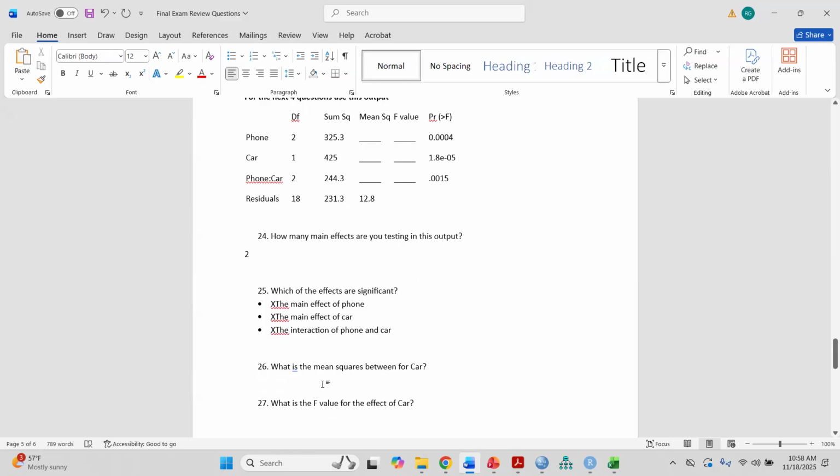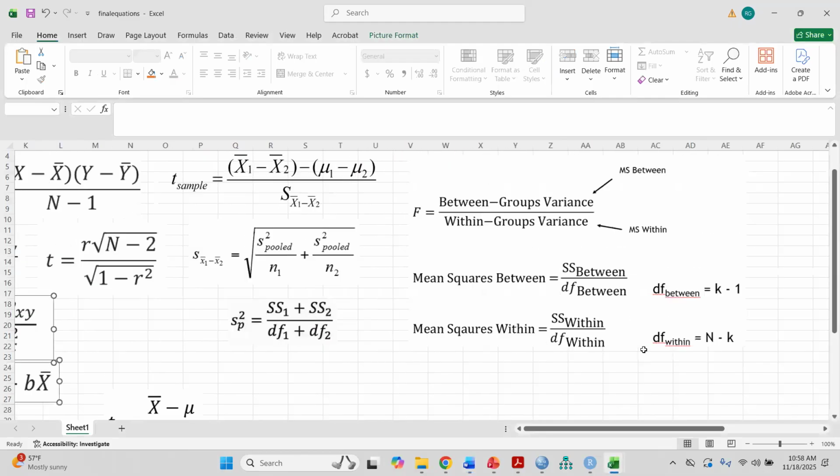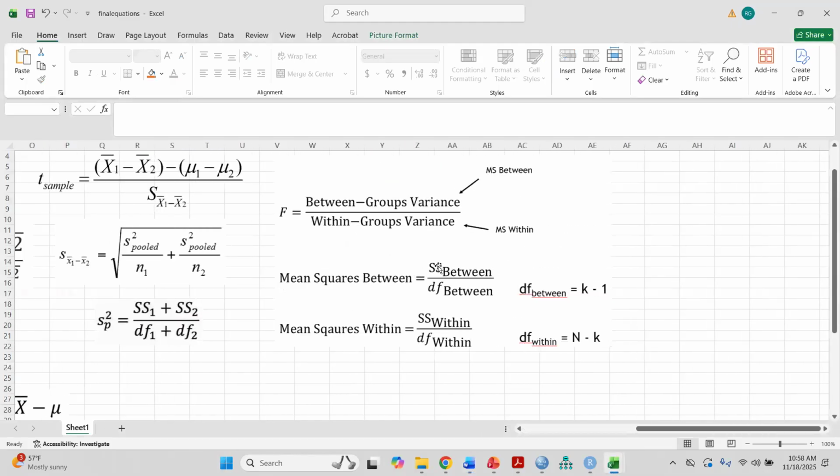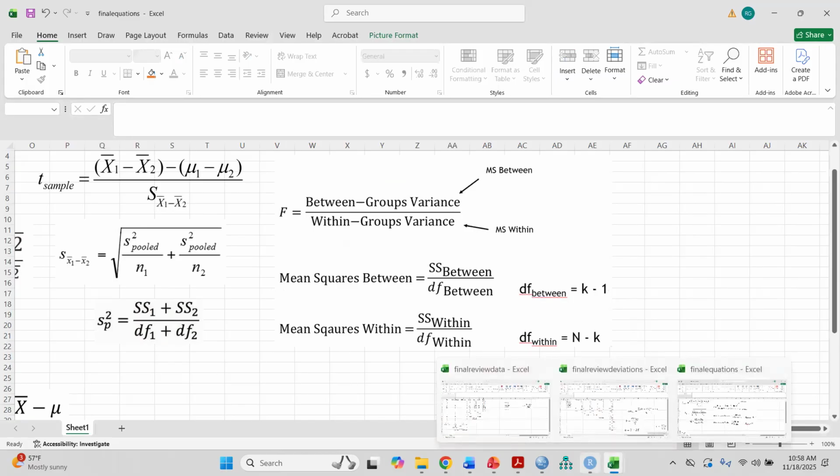What is the mean squares between for car? Okay, mean squares between is going to be this blank right there. To figure out the mean squares, you just take the sum of squares and divide it by degrees of freedom. Sum of squares between divided by degrees of freedom between. If we look over here, that's this part right here. If you wanted to know how to calculate the degrees of freedom, that's the number of levels of the variable minus 1. All right, so let's go back.